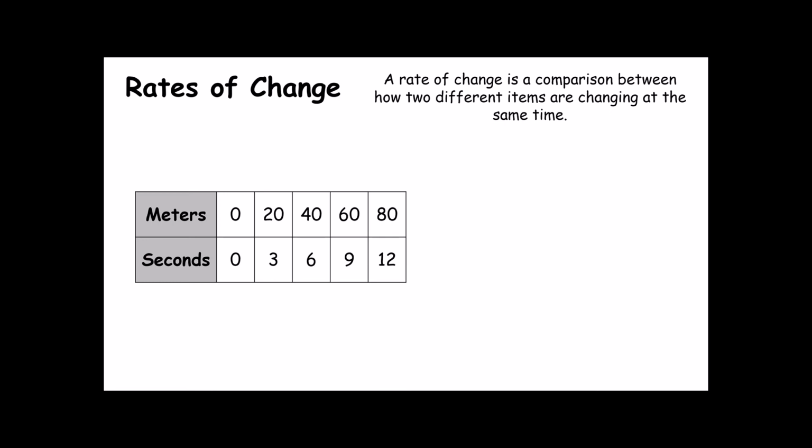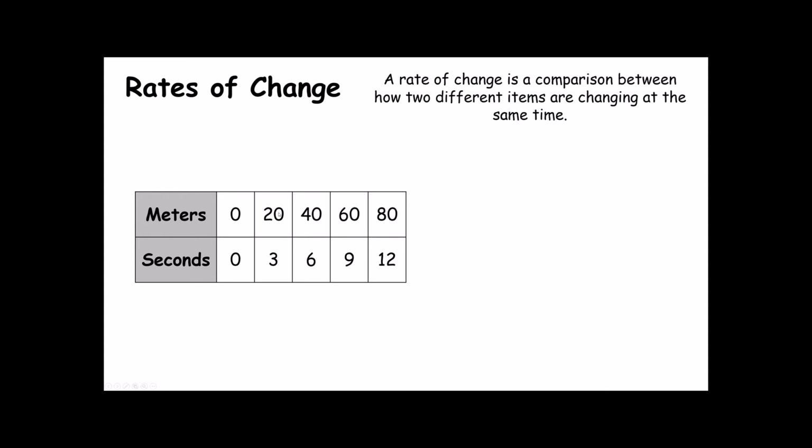When we talk about a rate, you will remember that a rate is a comparison between two unlike units. For example, in this table, we're talking about a comparison between meters and seconds. You can see this table gives us several examples of meters and seconds. We go 0 meters in 0 seconds, 20 meters in 3 seconds, 40 meters in 6, 60 in 9, and 80 in 12. And we talked about how we can take a look at each of these individual rates, and we can use division to write these as unit rates.